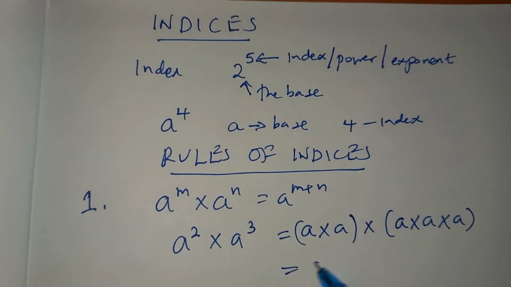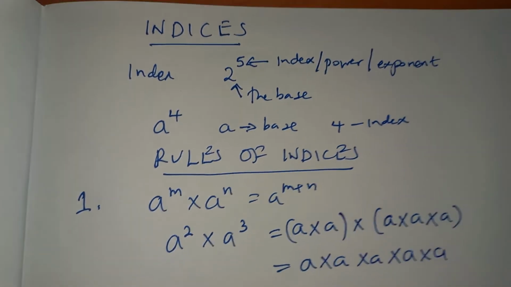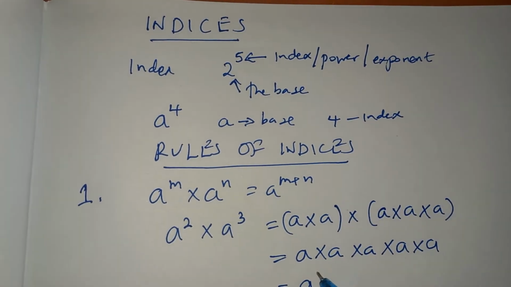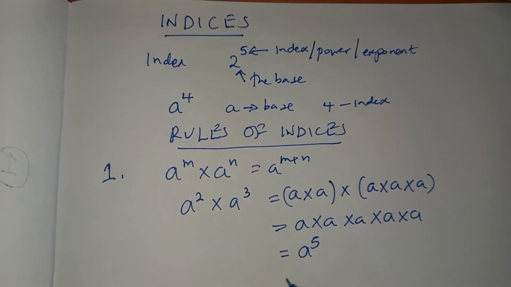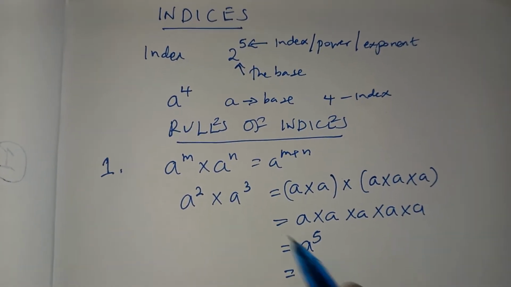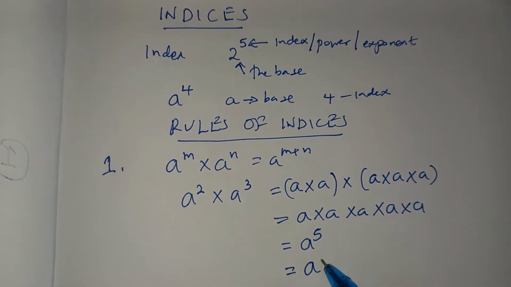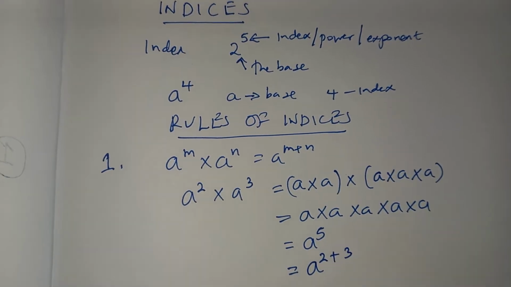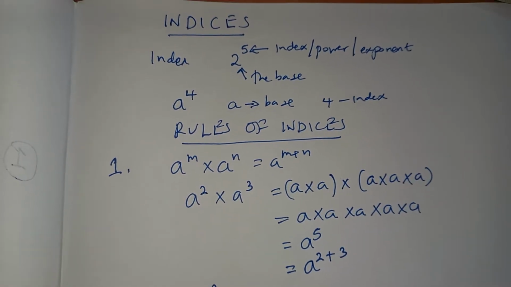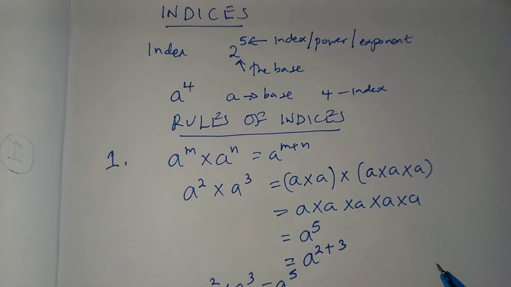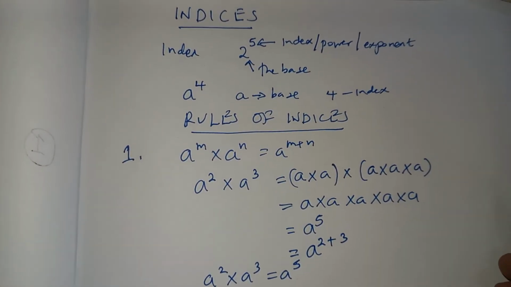Now this is the same as multiplying a by itself 5 times, which is the same as a raised to power 5. Now if you look at the result we have here, this is as good as taking the base a and adding the powers 2 and 3. So that demonstrates the first law of indices, which we are calling the multiplication rule.